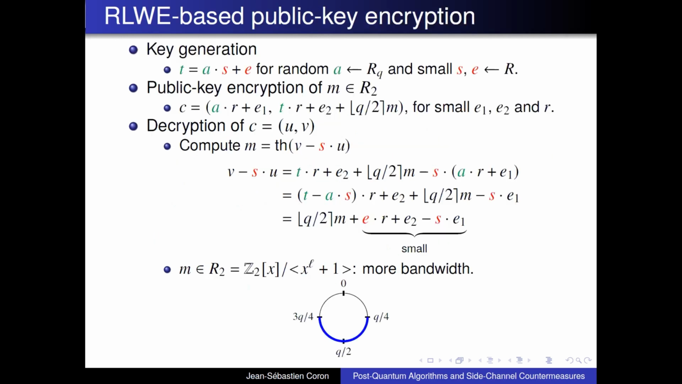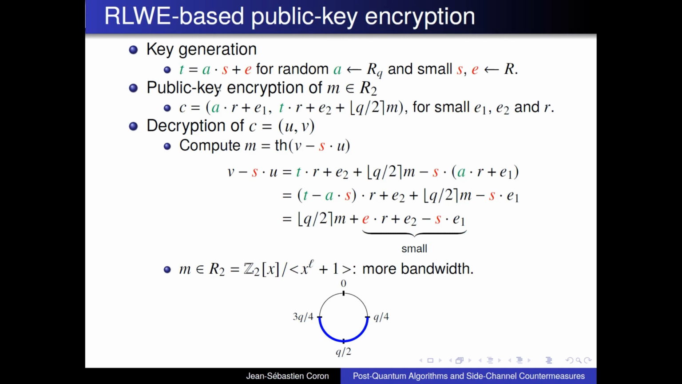So I'm going to explain how encryption works based on the ring learning with error problem, because Kyber is, as we will see, relatively similar. So the key generation is what I have said. We generate a random polynomial A in the ring and small S and E. And so the public key is T = A·S + E, and A. And now the public key encryption of a message M. So this time M is a polynomial of degree at most L minus 1, so a polynomial with binary coefficients.